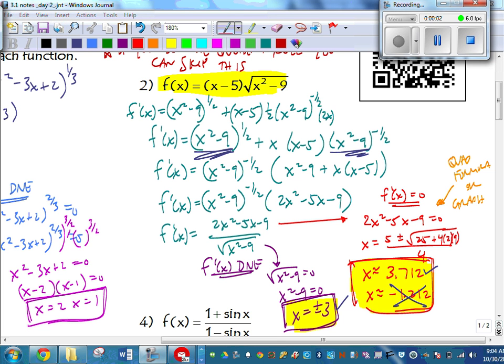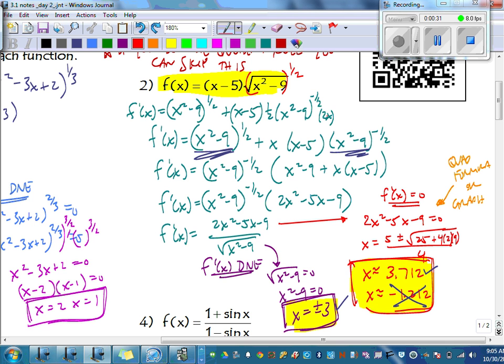All right, for number 2, we're going to use product rule and chain rule. So we can think of this square root of x squared minus 9 as x squared minus 9 to the 1/2. So we do the product rule. Derivative of the first part is just 1 times x squared minus 9 to the 1/2, plus x minus 5 times derivative of this, we get 1/2 times x squared minus 9 to the negative 1/2 times derivative of the inside, which is 2x.